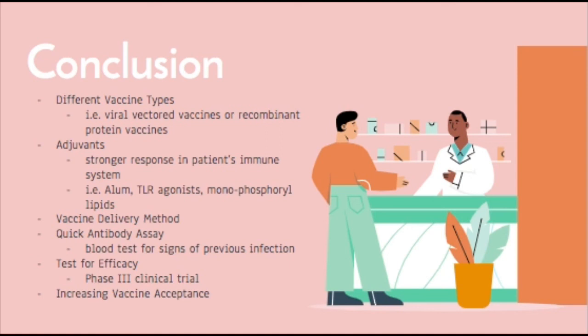They can be administered orally, injected into the subcutaneous tissue, injected into the muscle or skin, or administered nasally. We also discussed what the quick antibody assay was, which is simply a blood test to look for signs of previous infection. And we also looked at how researchers test vaccines for efficacy in phase 3 of a clinical trial. Finally, we also talked about how to increase vaccine acceptance through various techniques like presumptive communication, motivational interviewing, and structural intervention.